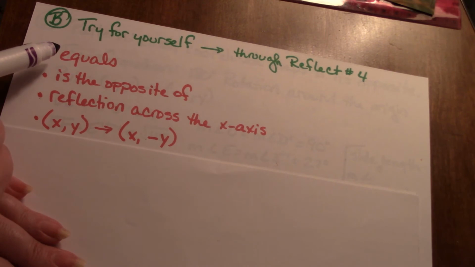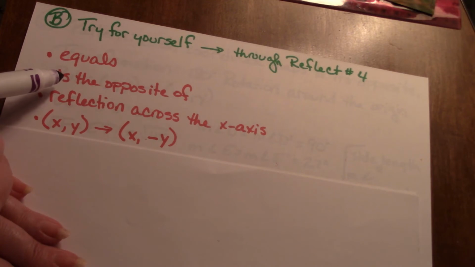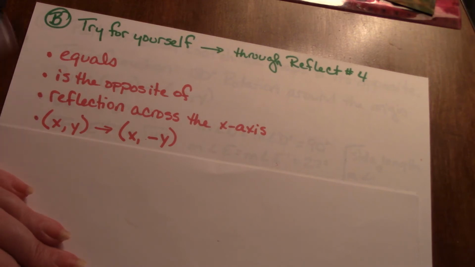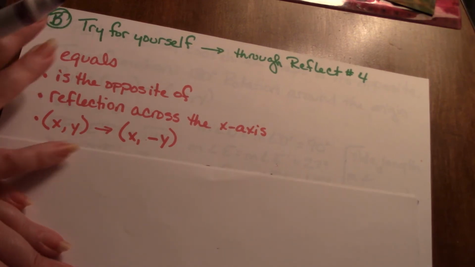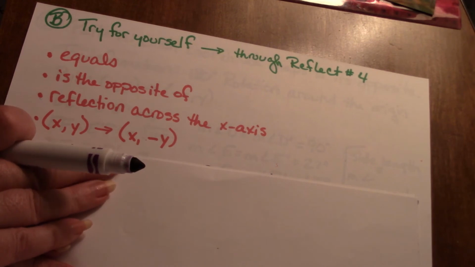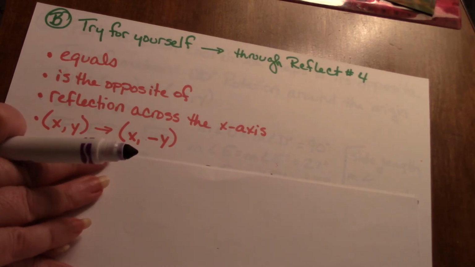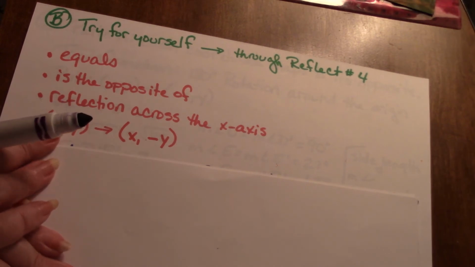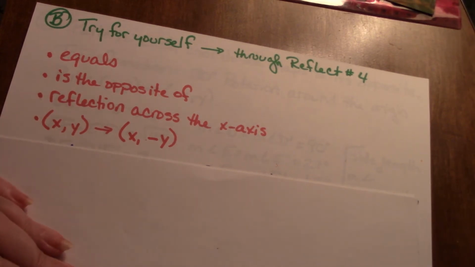So B, the x coordinate equals the other one, but the y coordinate is the opposite of, or the negative of, the y coordinate. It is a reflection across the x-axis, and our rule is (x, y) goes to (x, negative y). So if you look, all the x's are the same, but all the y's are just negative whatever they used to be. So this is our rule.